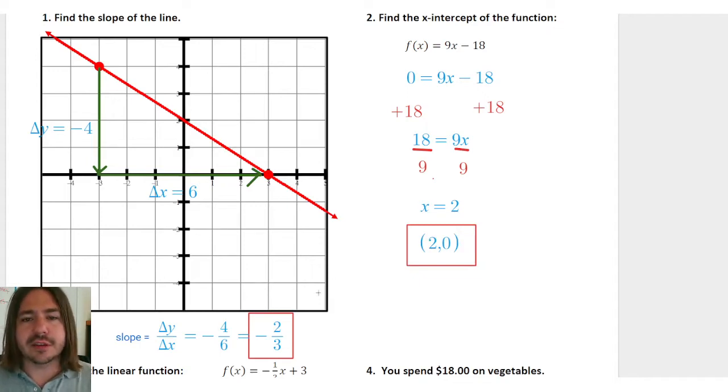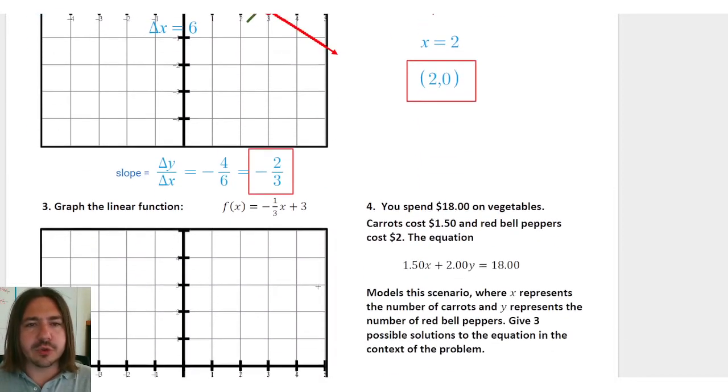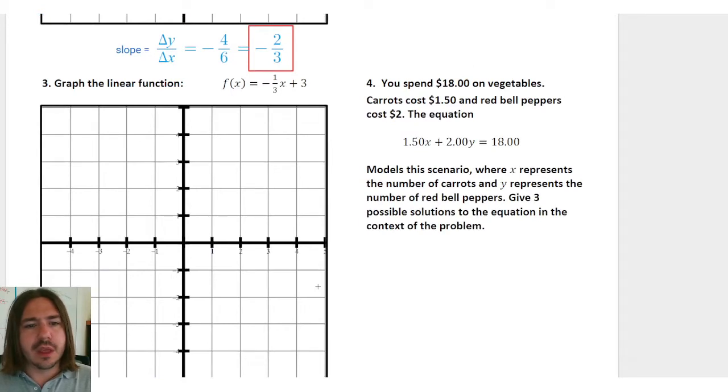Number 3 is asking us to graph the linear function -1/3 x plus 3. So this is in y equals mx plus b form. That's our slope-intercept form, and it's named that because you have the slope, which is the coefficient of x, and the y-intercept explicitly written out in the equation.